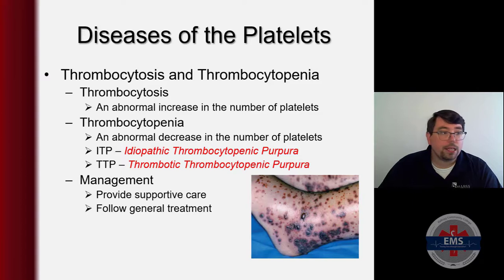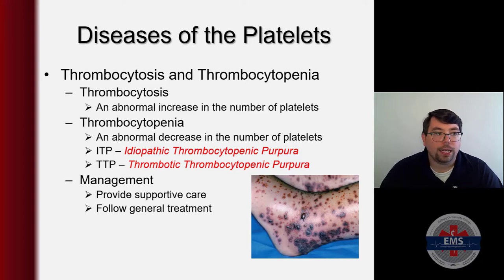Thrombocytosis and thrombocytopenia, these are going to really be dealing with diseases of platelets and clotting abnormalities, right? So there's a number of these that we will get into, but let's start off with thrombocytosis. Thrombocytosis is an increase in the number of platelets, usually due to an increased platelet production. It is also seen in polycythemia vera, in which the red blood cells and platelets are both increased.